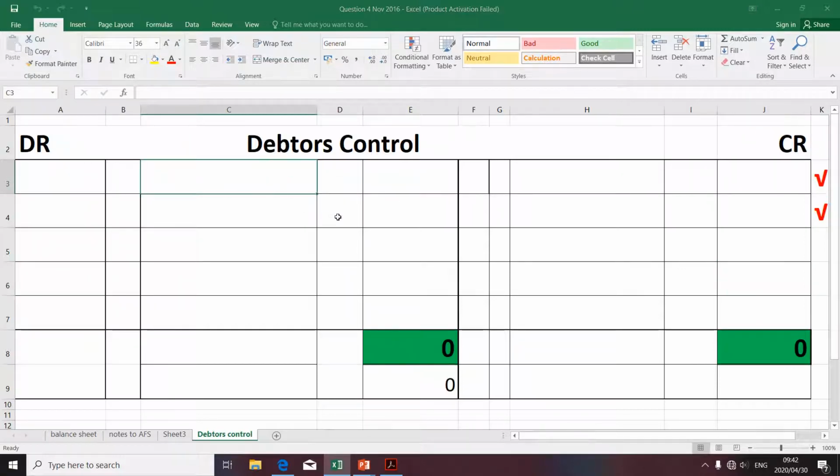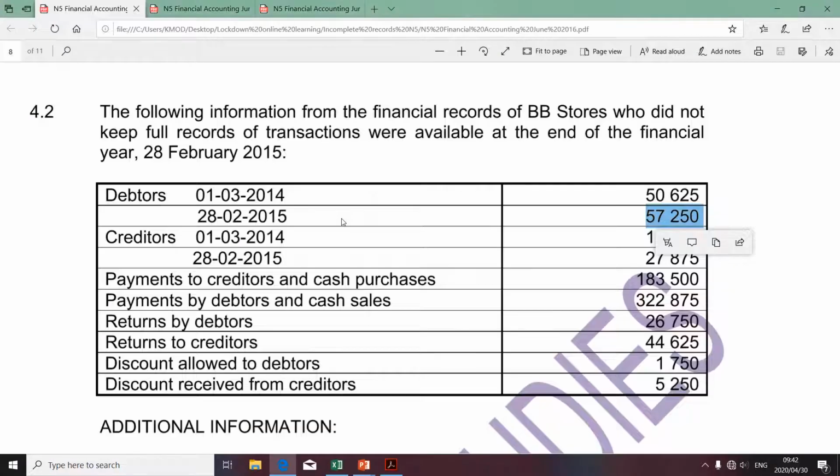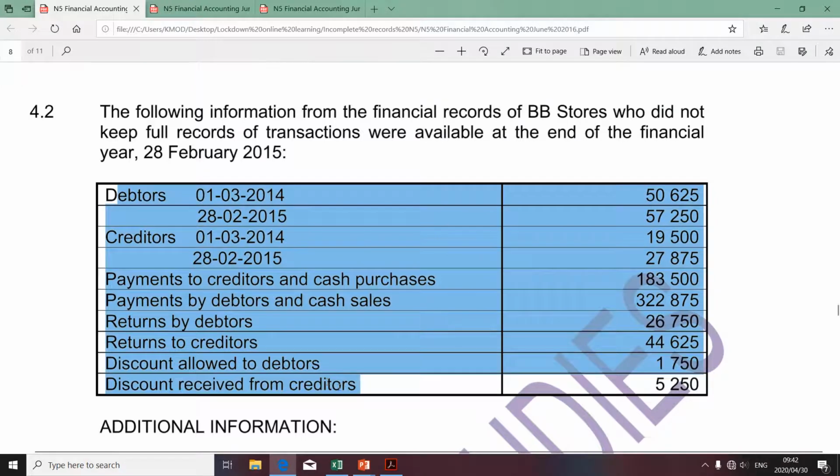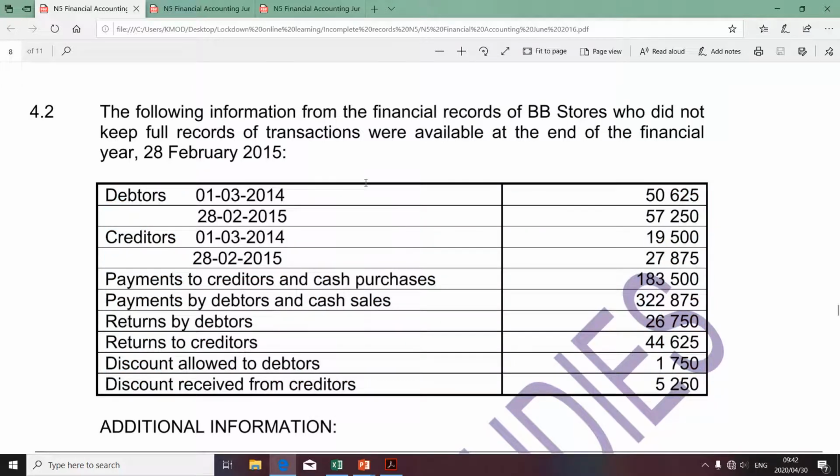Without wasting your time, let's go to the information and see how we're going to use it to complete the debtors control. One thing I'd like to mention: not all information relates to debtors, so it's important that you're able to identify those transactions that will impact the preparation of debtors. The first transaction relates to the balance of debtors on 1 March 2014, and we're doing 2015. Therefore, that is referred to as the opening balance.